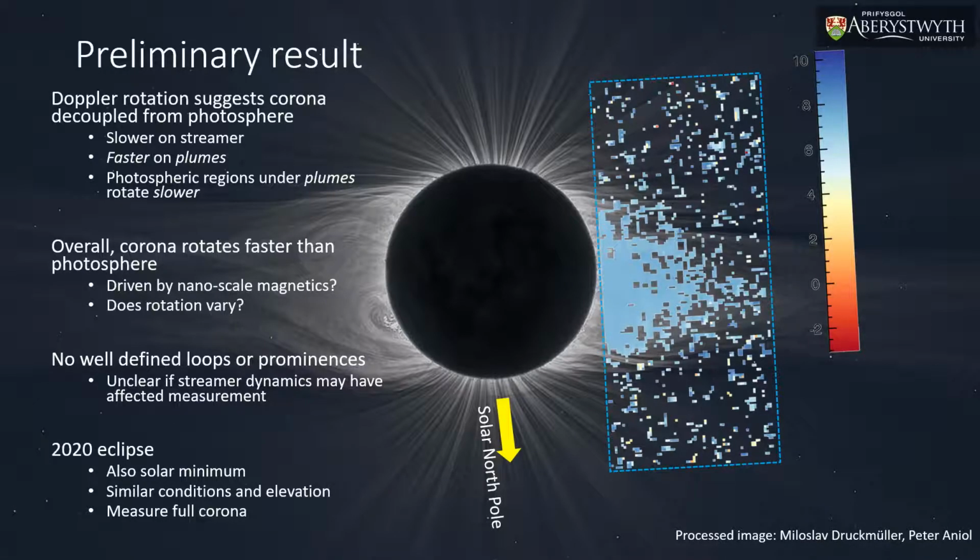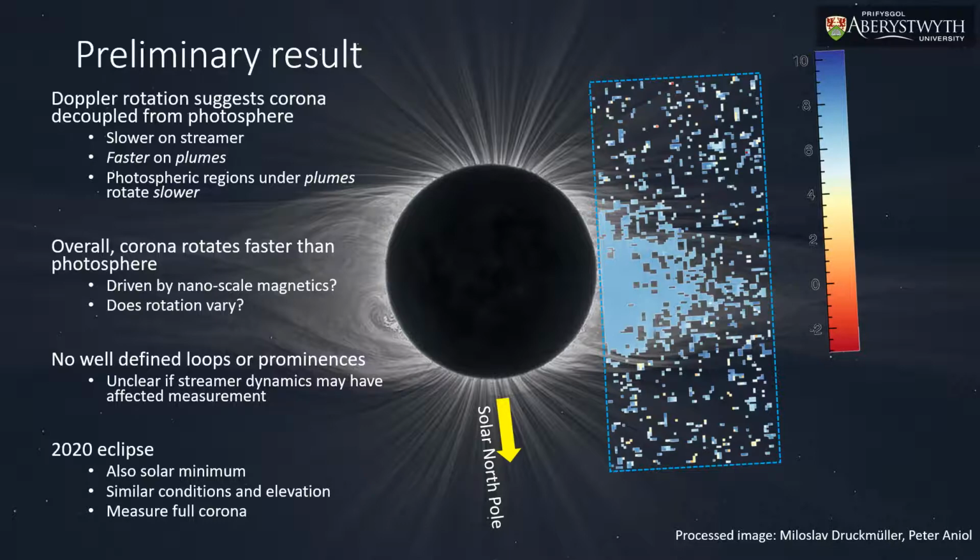And overall, the base of the corona seems to be rotating faster than the photosphere overall as well. How is that? Is it driven by nanoscale magnetics? Does coronal rotation vary? That's been suggested but not clearly observed on short timescales. Unfortunately, while this is a tantalizing clue, it's not the full picture that I'm hoping for.